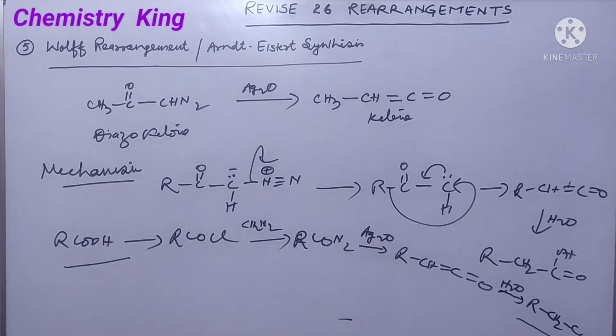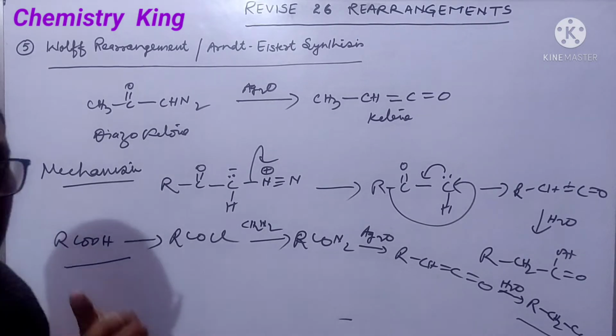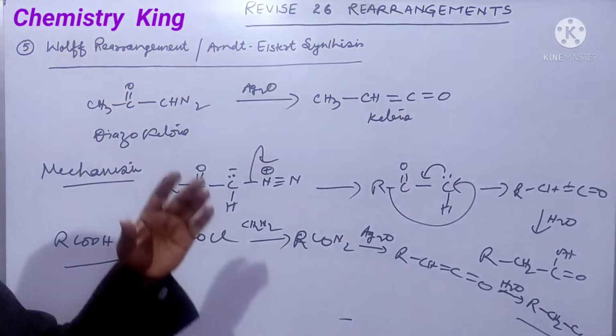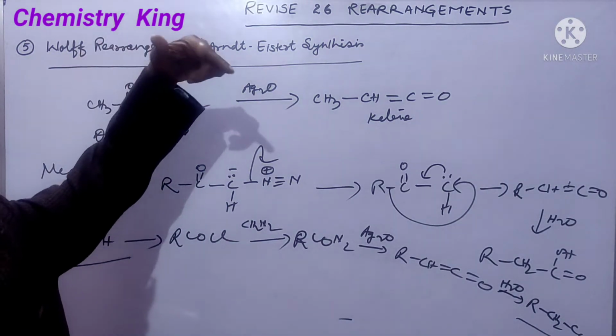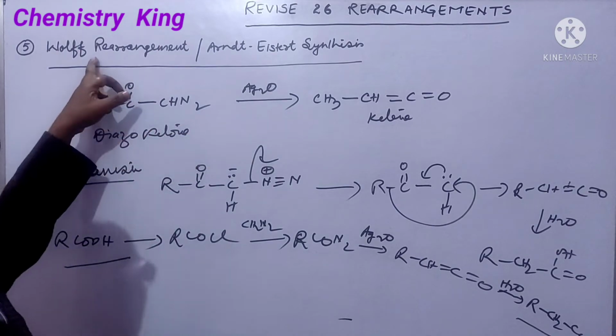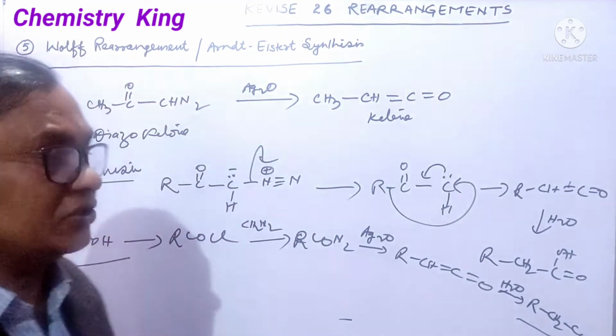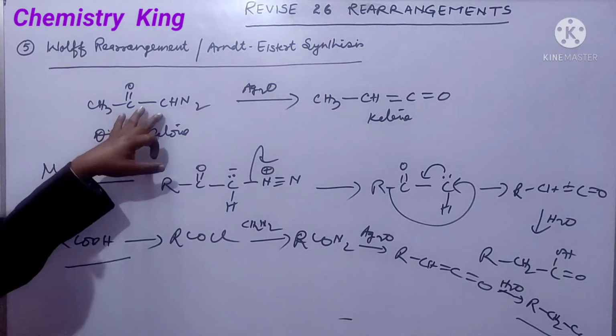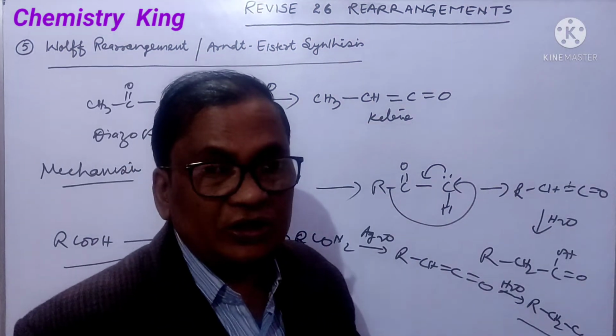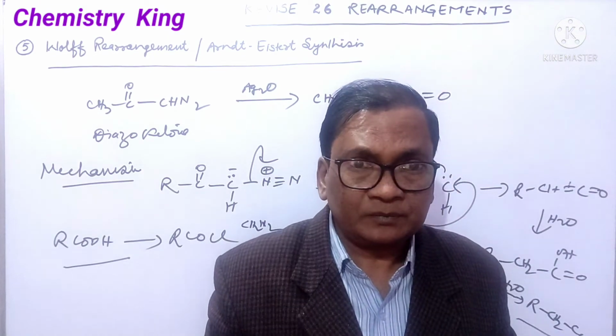So, we have made a trick to remember, to learn the reaction Wagner-Meerwein rearrangement and Wolff rearrangement. In Wagner-Meerwein rearrangement, carbon skeleton is changed, and in Wolff rearrangement, diazoketone is converted into ketene. So I have made a trick.